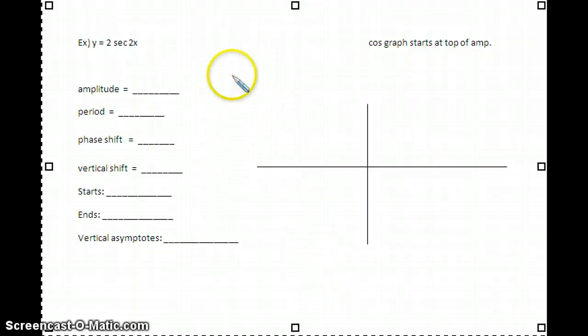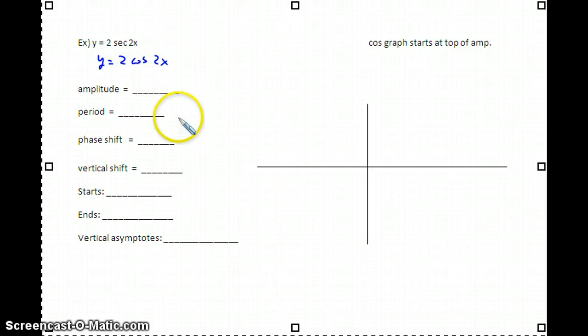So if I ask you to graph 2 secant of 2x, what you really want to graph is 2 cosine of 2x first, and then you can go ahead and do your secant graph afterwards. So we have to remember the formulas: amplitude is the absolute value of a, 2 pi over b is the period, c over b, and d.